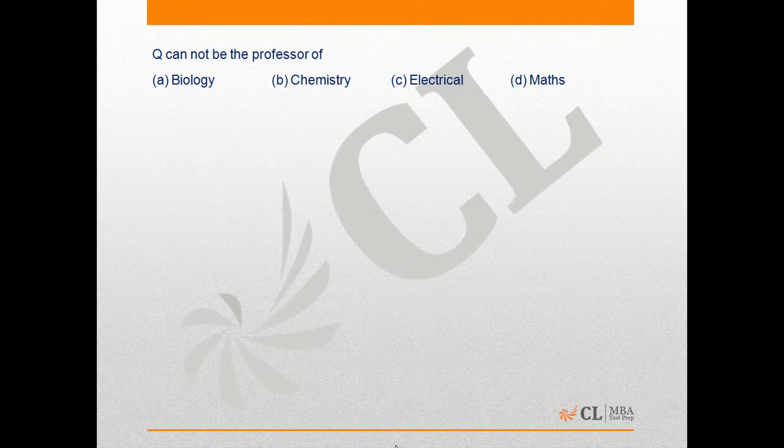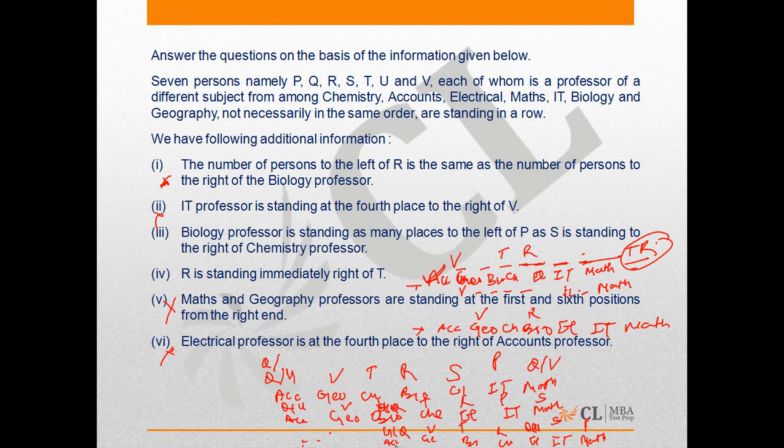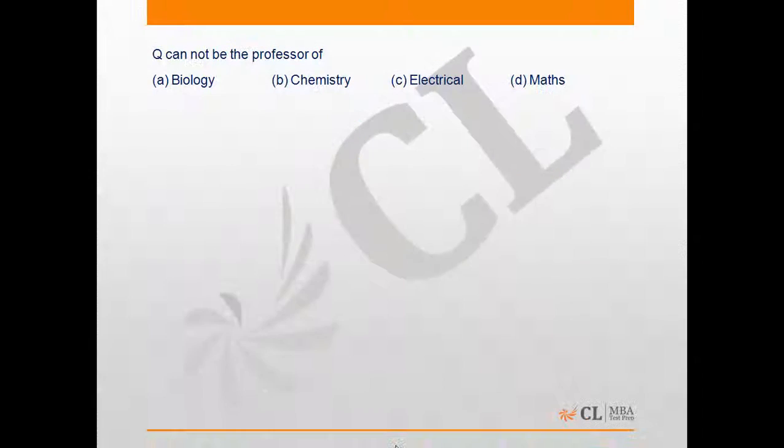Now come to the questions. First question is asking Q cannot be the professor of. From the three possible arrangements, which will give us 6 arrangements eventually, Q cannot be professor of chemistry. It can be seen from the 3 arrangements. Therefore option B is the correct answer.